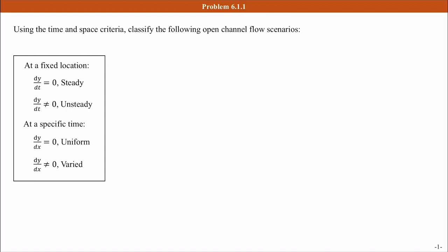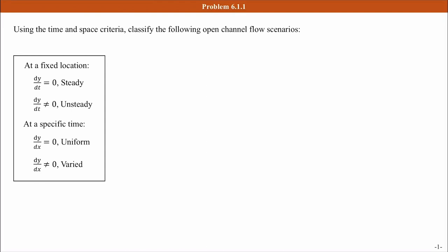Now let's take a look at the first one. The first problem asks us to use the time and space criteria to classify the following open channel flow scenarios. Before solving this problem, let's recall the definition of steady, unsteady, uniform, and varied flow.